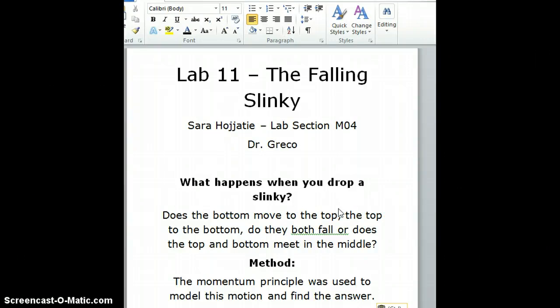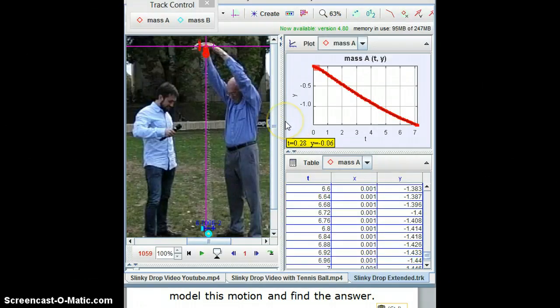So I use the momentum principle to model this motion and try to find the answer. There's a video made to show how a slinky is dropped, and I extracted this data using Tracker. So first, I extracted the position of the top of the slinky as it moves down. The origin is where the professor lets go of the slinky at the beginning. The video is calibrated to the length of the tennis ball, which was found to be 0.0635 meters.